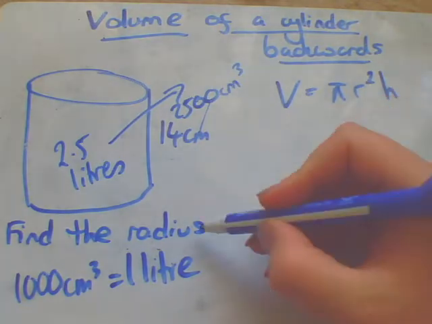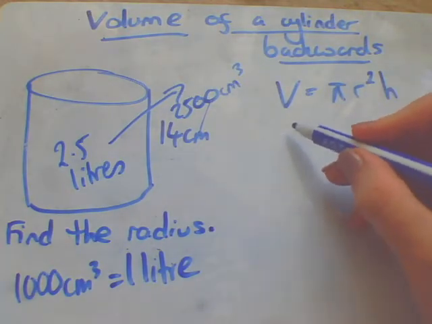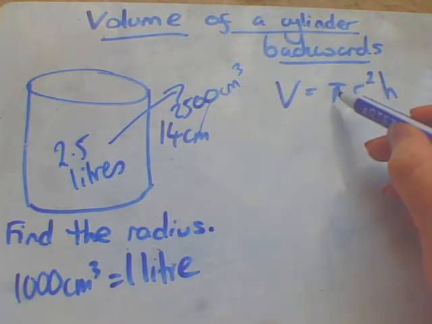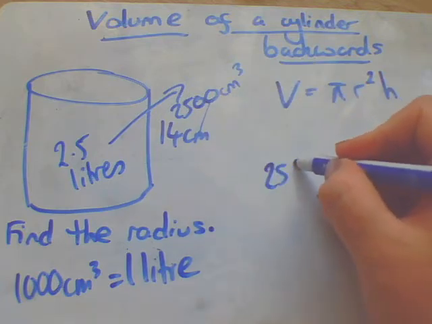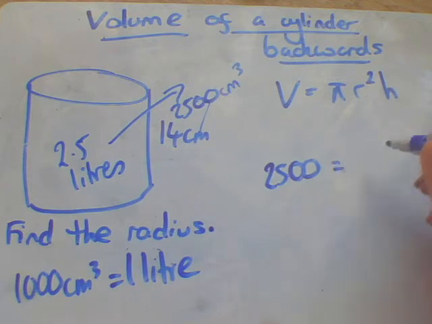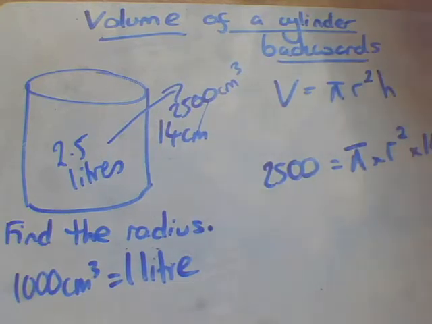So we're trying to find the radius in this case. So what I'm going to do is I'm going to put into the formula what I know. I know the volume. The volume is 2,500. I know pi. I don't know what the radius is. And I do know what h is. h is 14 centimetres. Okay.